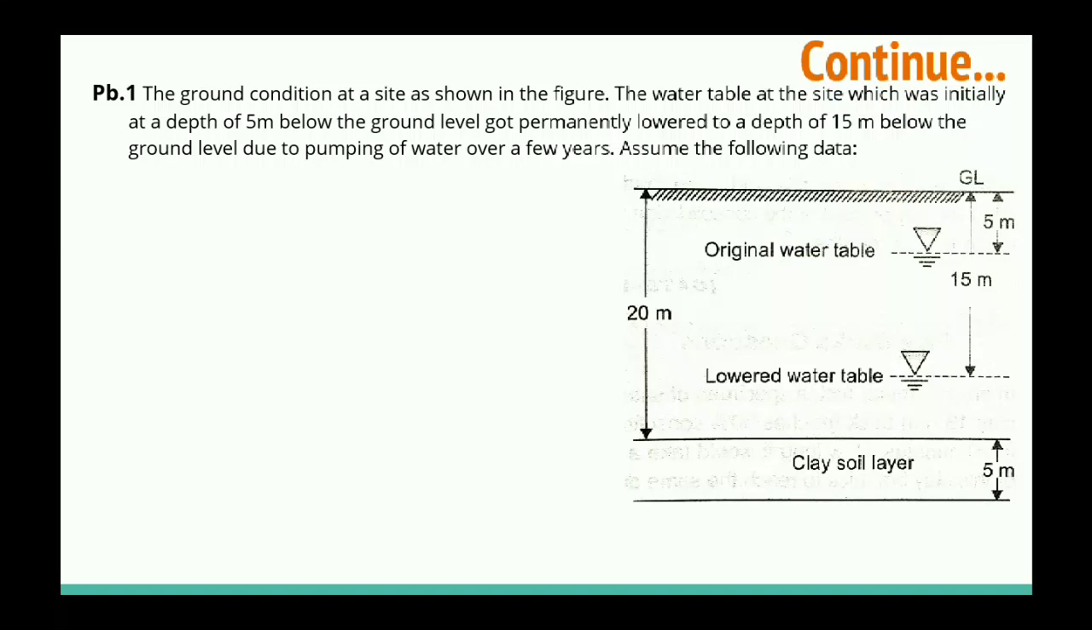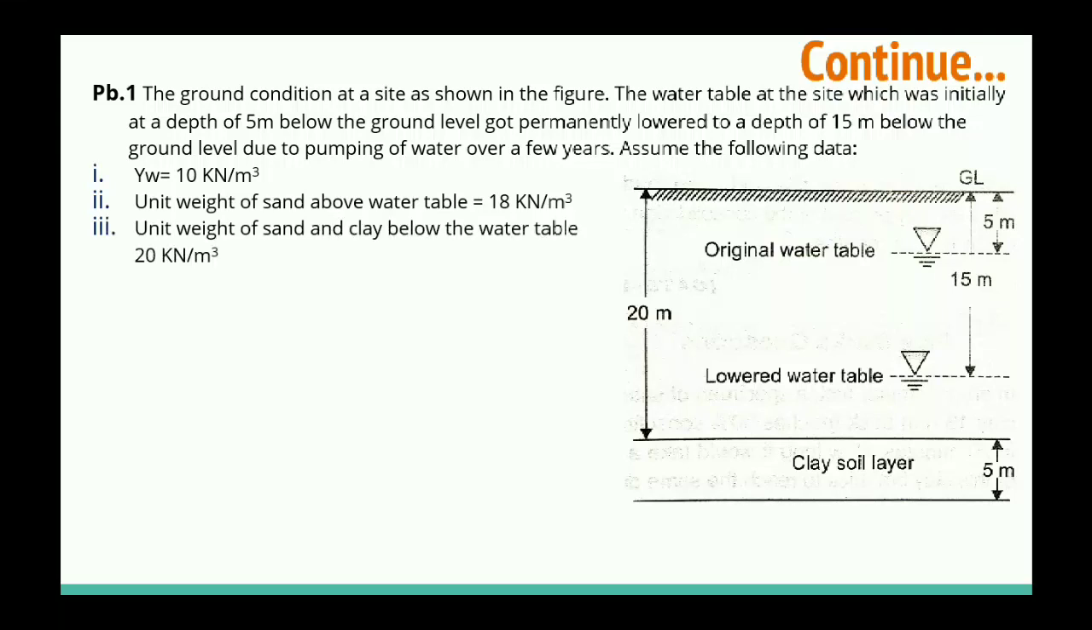So assume the following data: unit weight of water is given as 10, unit weight of sand above the water table is 18, unit weight of sand and clay below the water table is 20, and coefficient of volume change is given as 0.25 meter square per mega Newton.